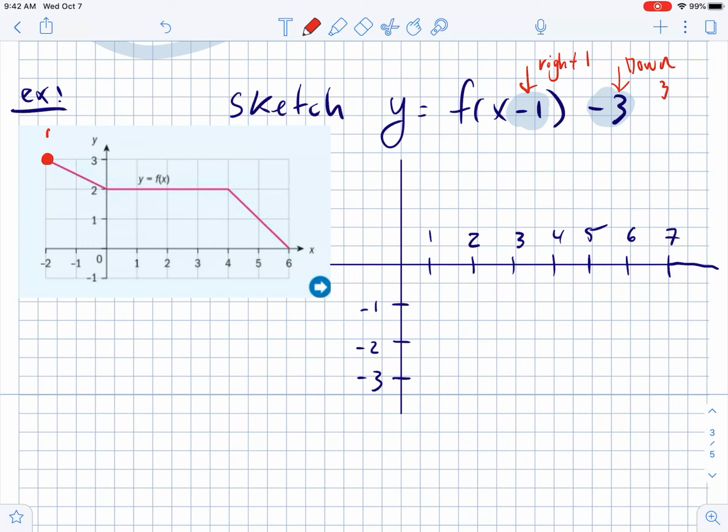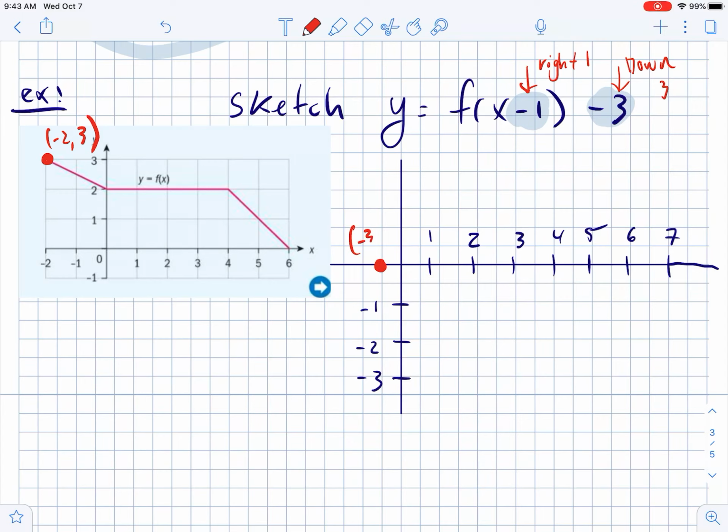So each of these coordinates, if I take negative 2, 3, I have to move it to the right 1 and down 3. If I move it to the right 1, it becomes negative 3, 3. But then if I move it down 3, it becomes negative 3, 0. Did I do that right? Hold on. Negative 2, 3. So if you move it to the right 1, oh, that would be negative 1 and then down, so that would be negative 1, 0. Sorry, I did my horizontal translation wrong the first time. So yeah, to the right 1 would be negative 1, and then down 3 would be 0.